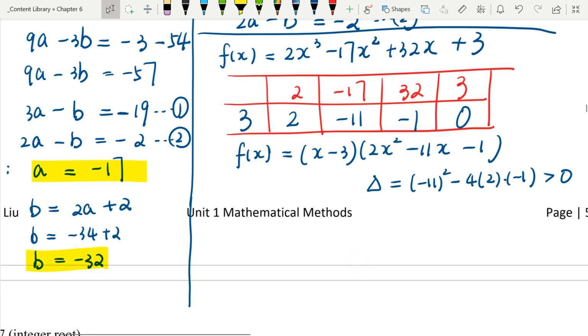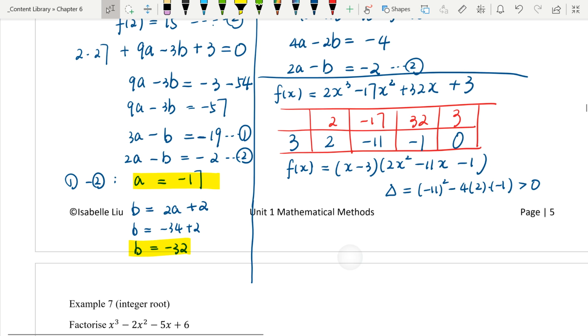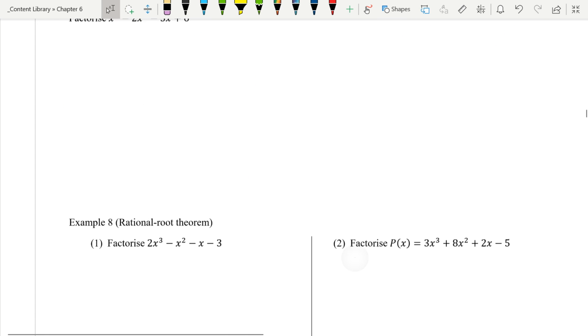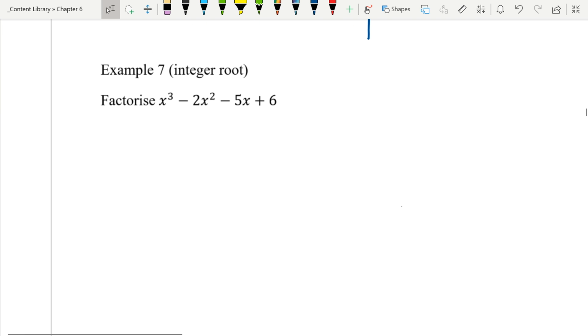I'll leave you to factorize that one. It takes a while, and I don't want to spend the time now to do that. I'll show you the answer later. But I really want to talk about how to factorize example 7. That's really important, really important.